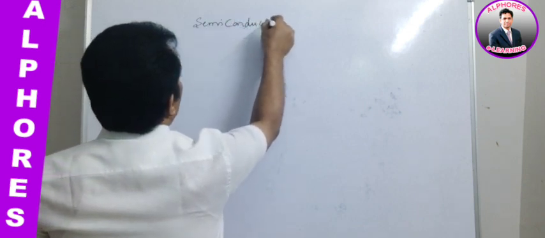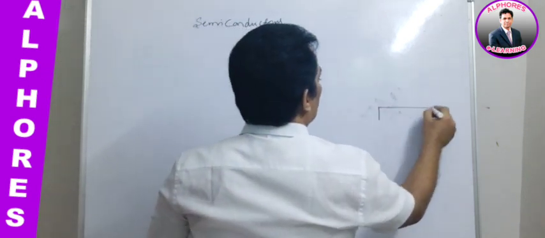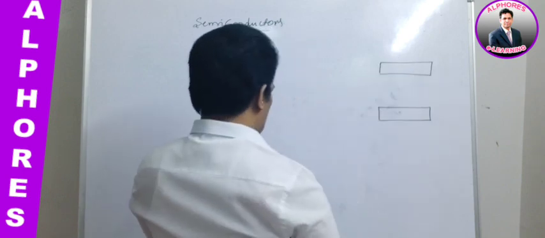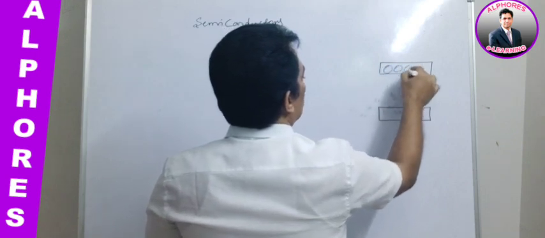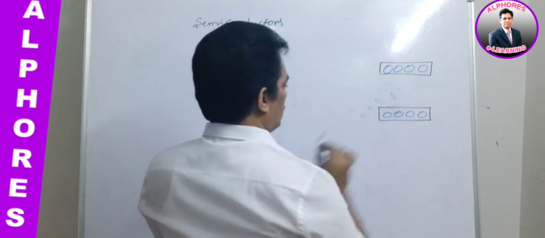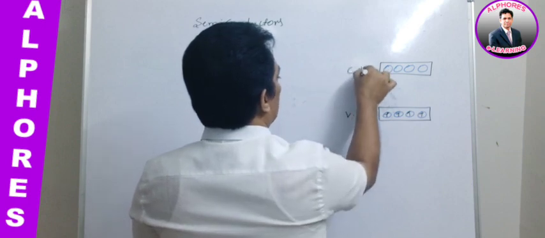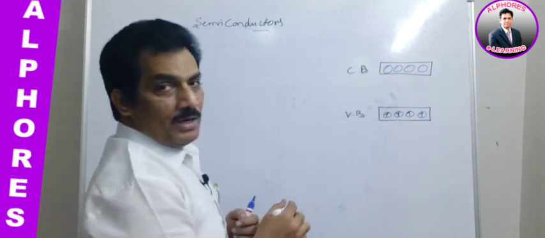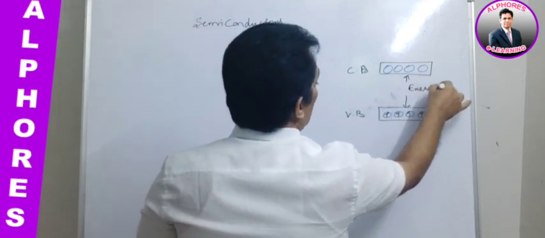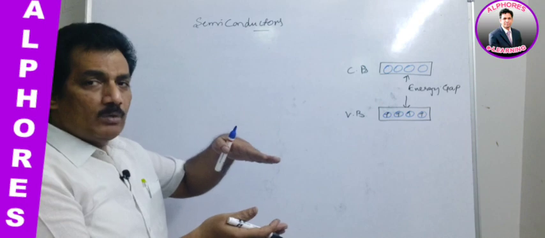Now let us consider the semiconductors' conductance. Here, again similar to that of the metals, this is what is happening. These are the holes, and here the holes are filled with electrons. That is nothing but the valence band and the conducting band. But here, if you observe, it has somewhat more energy gap compared to metals.